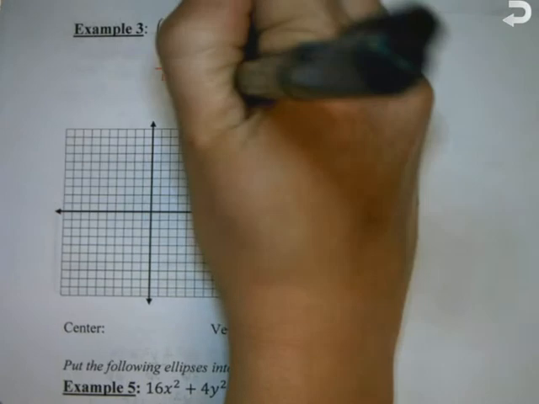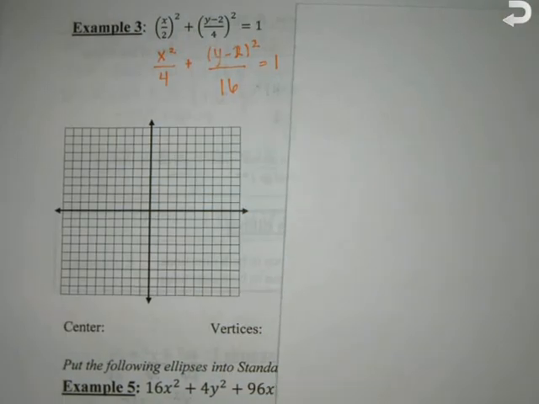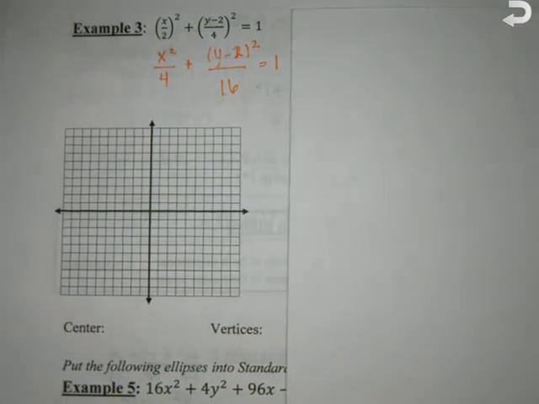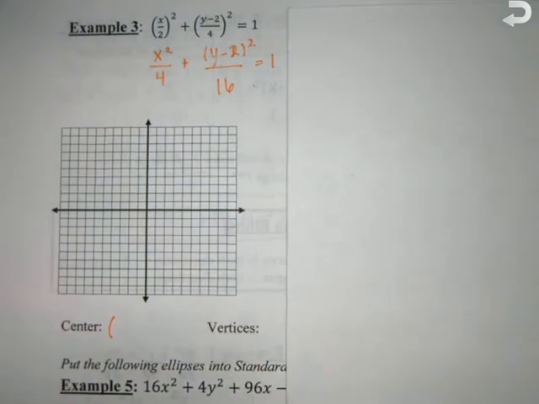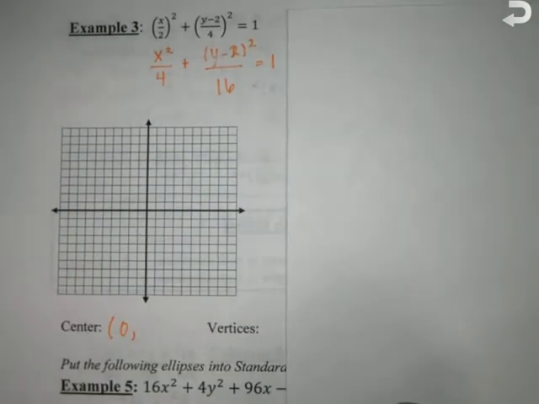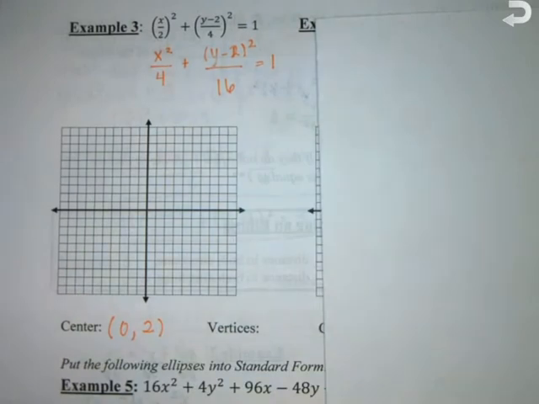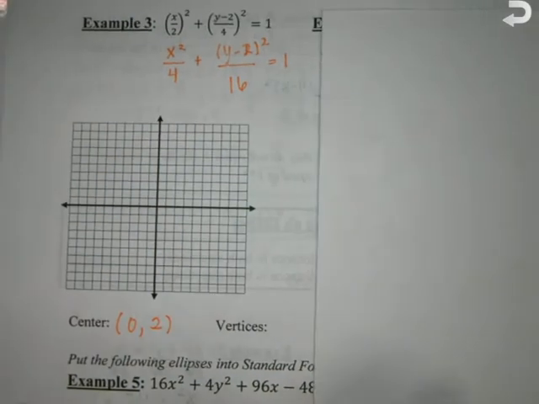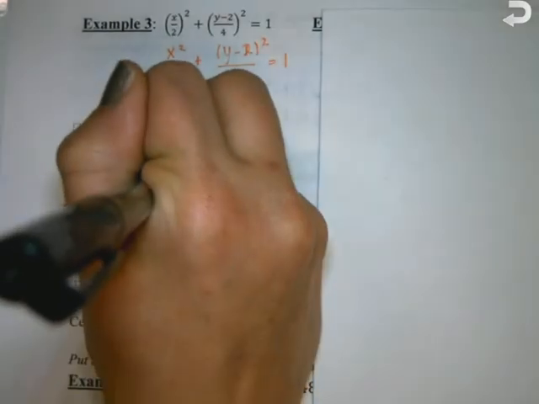Okay, so what is the center of this thing? What's the x? 0, and the y? 2. So we still need to take the opposite, okay? So make sure that you take the opposite, just like we've been doing. So let's graph that. 0, 2. That's our center. Okay, so in order to find the vertices, we first need to know how much to count up or down, left and right.